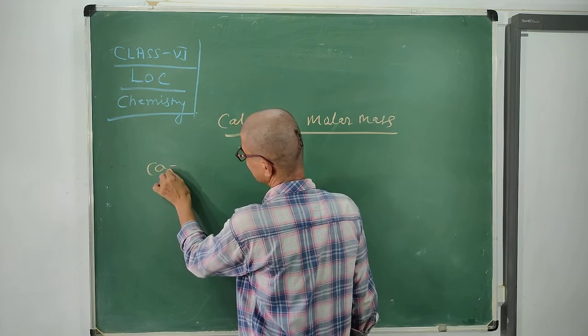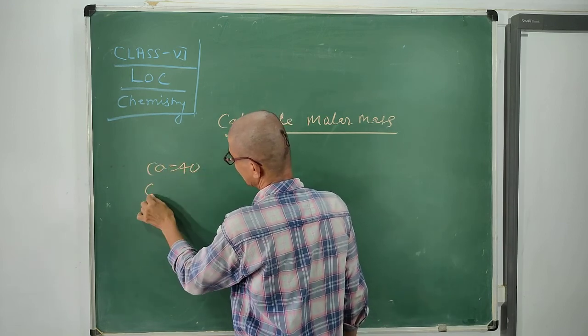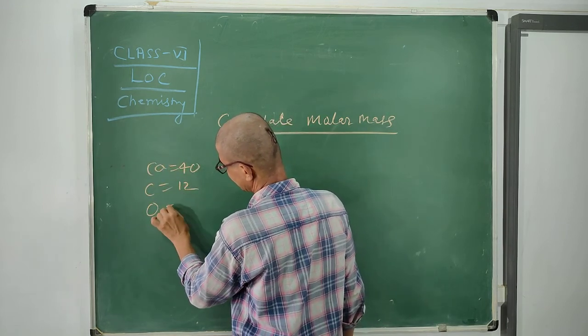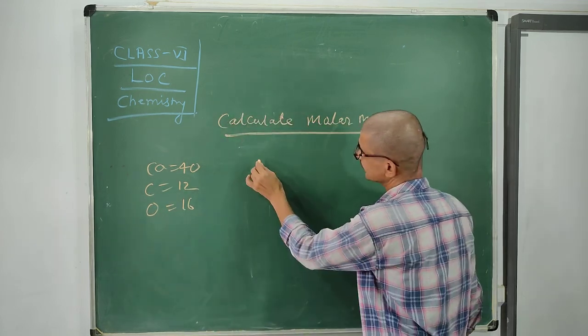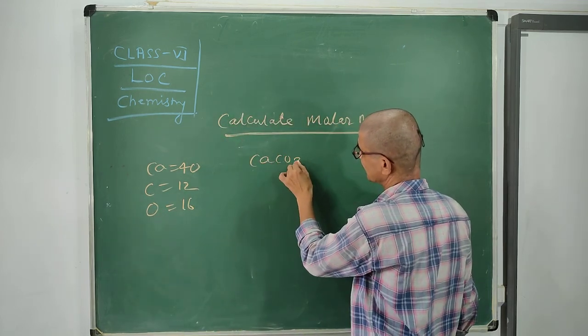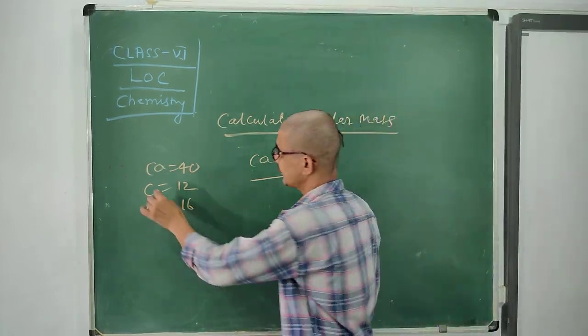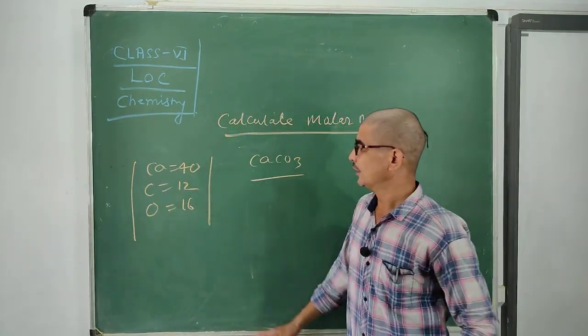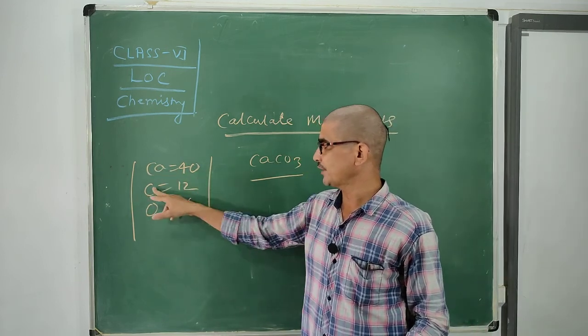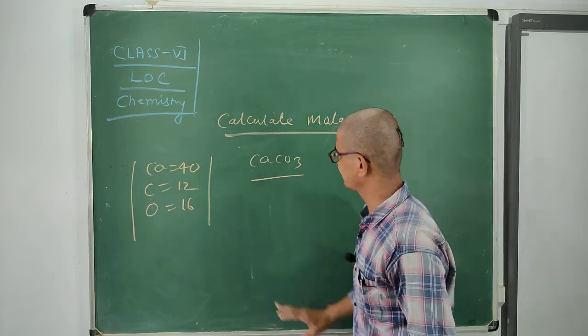Calcium, its mass number is 40. Carbon is 12. Oxygen is 16. What is the molar mass of calcium carbonate? This is called calcium carbonate, and this one is given in your question paper. Mass of calcium is 40, carbon is 12, oxygen is 16.